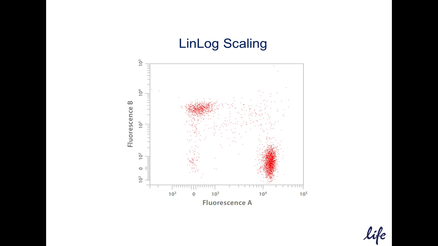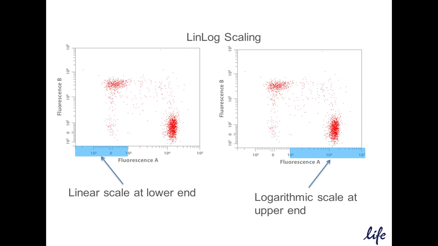There is a newer type of scaling that uses components of both the log and the linear together. Depending on the software used, this type of display can be called by different names, including log transform, biexponential, logical, hyperlog, and linlog display. This scale transitions from logarithmic scaling at the upper end to linear scaling at the lower end. Most newer instruments and software offer this type of linlog display.